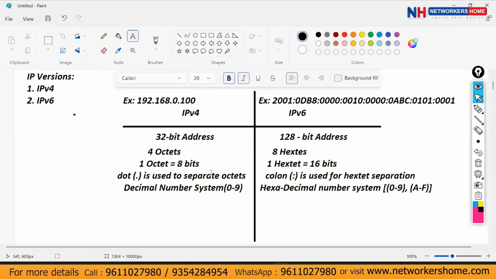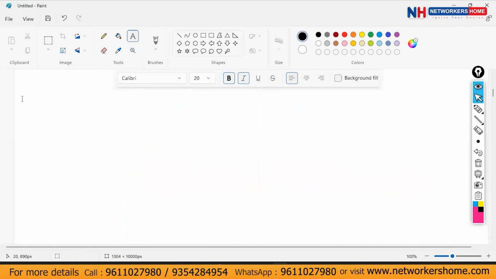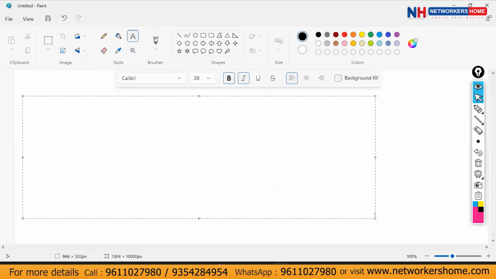These are some common differences between your IPv4 and IPv6. Clear? Okay. Now, let me give you some characteristics or features of your MAC address. First of all, your MAC address is a 48-bit address. That means if you write your MAC address in binary, there will be 48 bits. And your MAC address is written in some particular formats. Before that, let me tell you that it uses the hexadecimal number system.